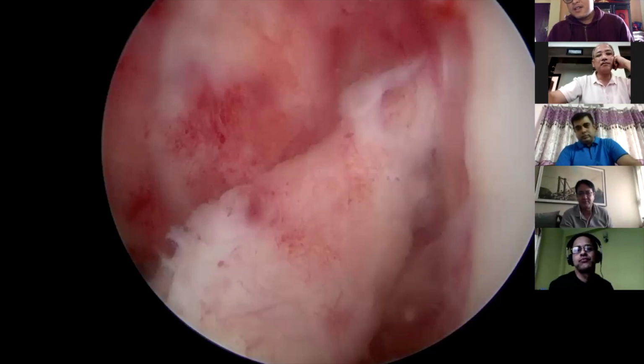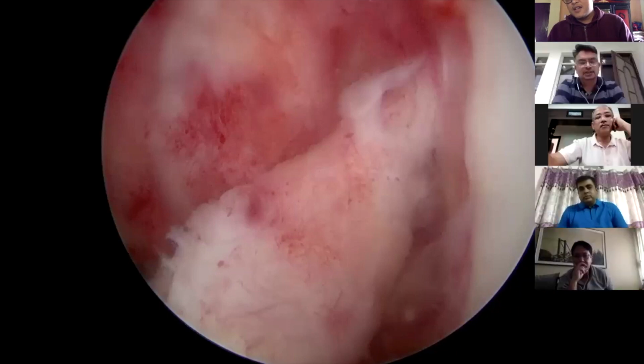Vivek, can I add something? Yes. This is something very, very interesting. What happens to the remnant after the tear is very interesting. Either it is attached to the PCL or it is attached to the condyle.